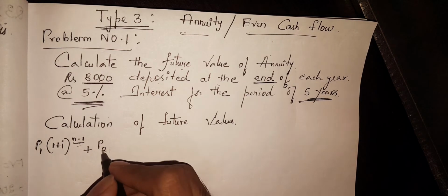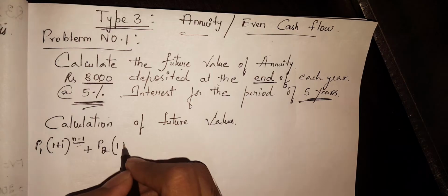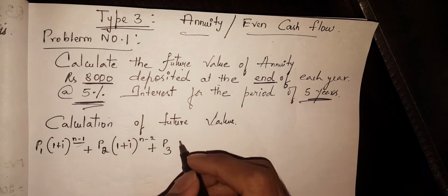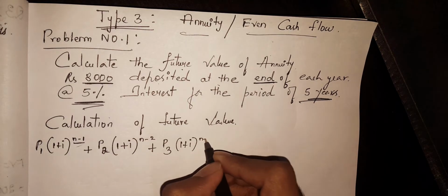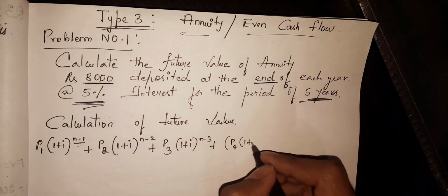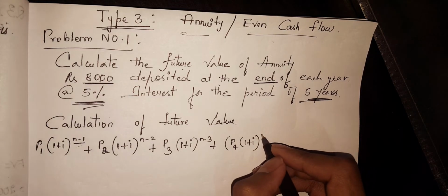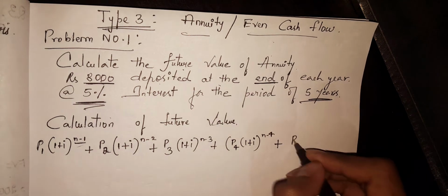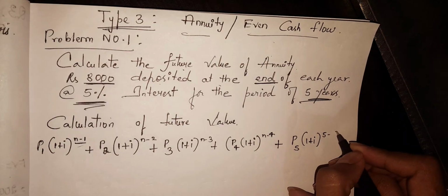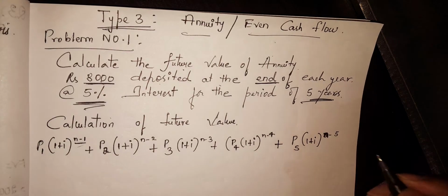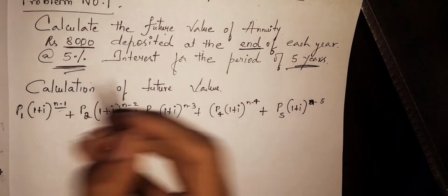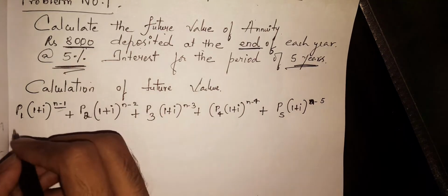So P2, that is present value of second year (1 plus i) to the power of n minus 2, plus present value of third year (1 plus i) to the power of n minus 3, plus present value of fourth year (1 plus i) to the power of n minus 4, plus present value of fifth year (1 plus i) to the power of n minus 5. Okay, since it is 5 years, I have written only up to 5 years. So the present value of each year is 8,000.